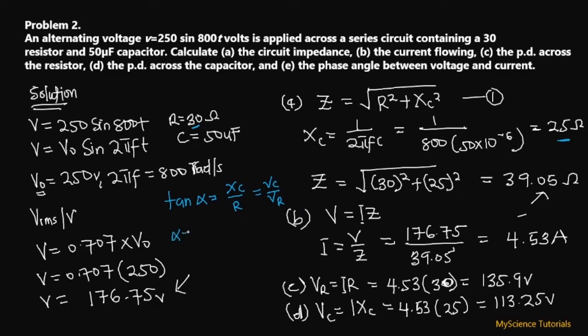So my angle is now equal to the tan inverse of XC, the capacitive reactance, which is 25, over the resistance of the resistor, which is 30 over here. So my phase angle is equal to the tan inverse of this ratio, which will give me the angle 39.81 degrees. Okay, so this is my phase angle for this particular problem.